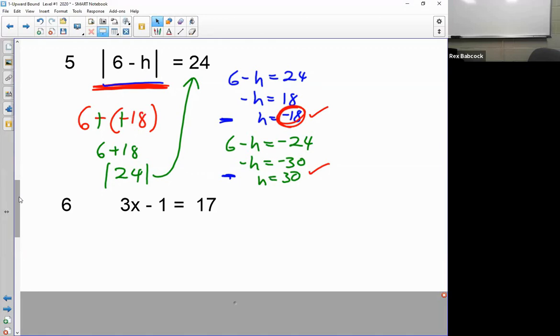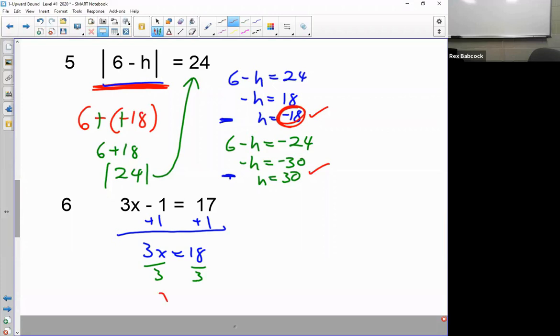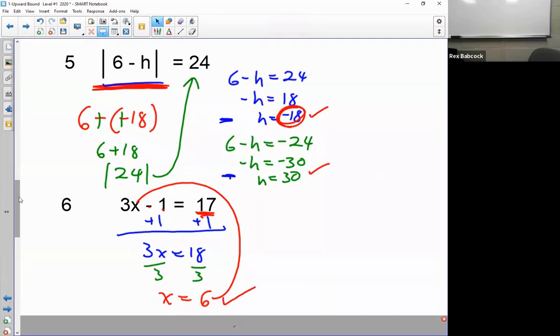Well, I hope you have your answer. First thing you do is add 1 to both sides. A number tripled is 18. And the last step is divide by 3. Divide by 3, and we have X equals 6. If you want to check it, you could, just like an absolute value. Triple 6 is 18. 18 minus 1 is 17. The answer is 6. Questions there?